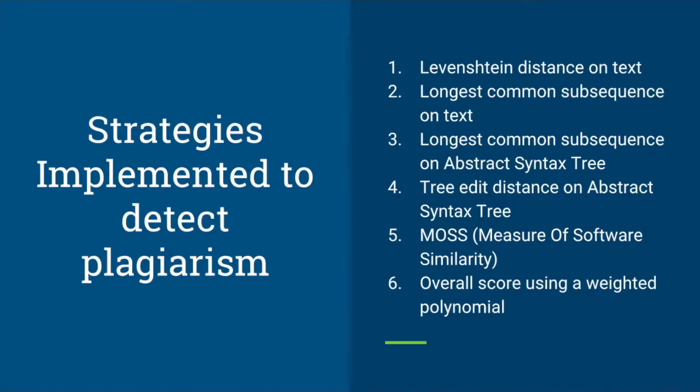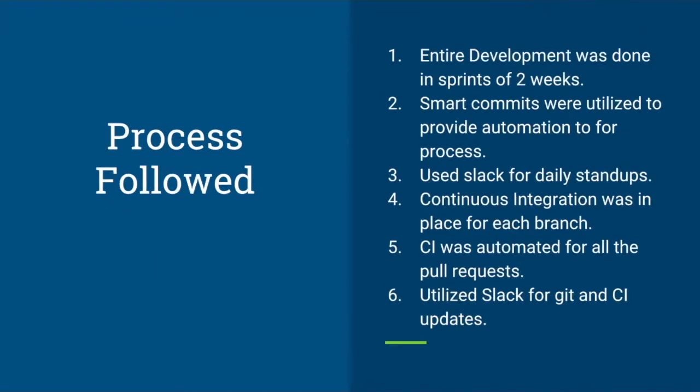We use a weighted polynomial function for calculating the overall score. So next, I'll be talking about the process which we followed. The entire development was done in sprints of 2 weeks. After every sprint, we had sprint reviews. We did smart commits where the Jira issues were automated.